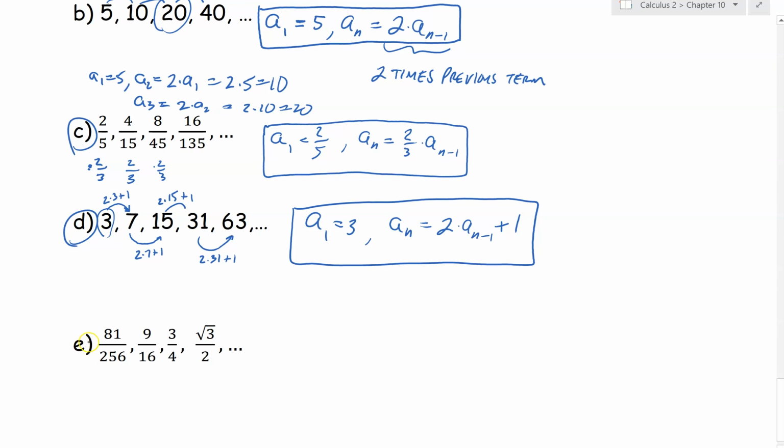Example E, see if you can recognize a pattern. What is happening from one term to get the next? What are you doing to 81/256 to get 9/16? What are you doing to 9/16 to get 3/4, and so on? So if you can recognize that pattern, go ahead and write the recursive formula.